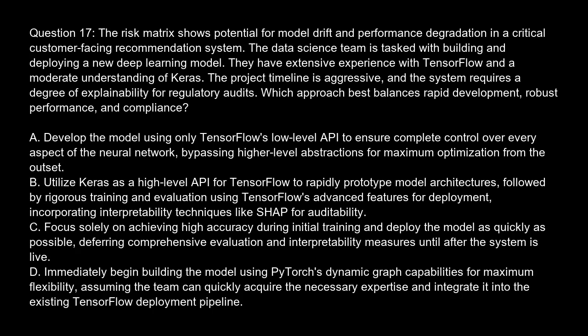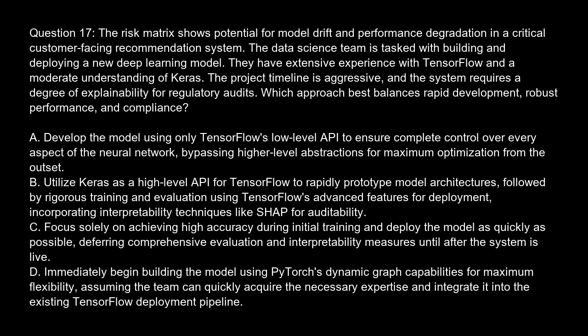Question 17. The risk matrix shows potential for model drift and performance degradation in a critical customer-facing recommendation system. The data science team is tasked with building and deploying a new deep learning model. They have extensive experience with TensorFlow and a moderate understanding of Keras. The project timeline is aggressive, and the system requires a degree of explainability for regulatory audits. Which approach best balances rapid development, robust performance, and compliance? Option A.